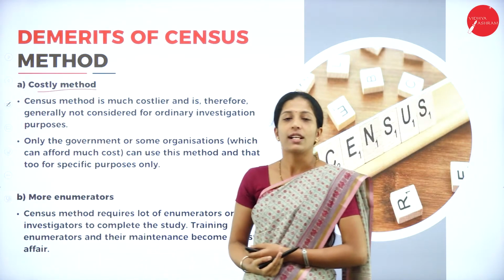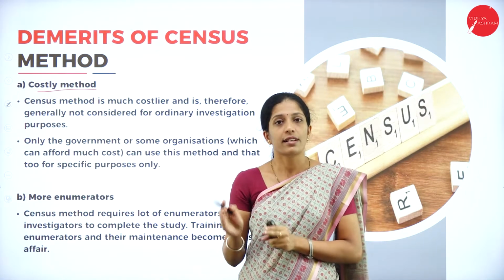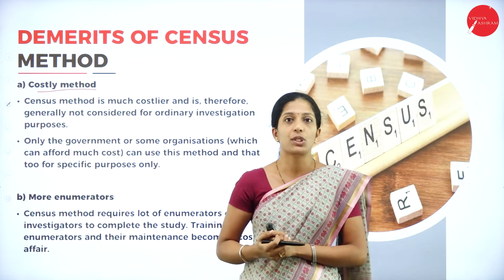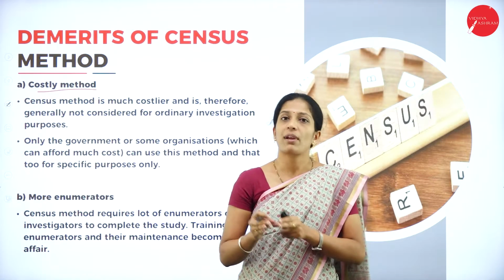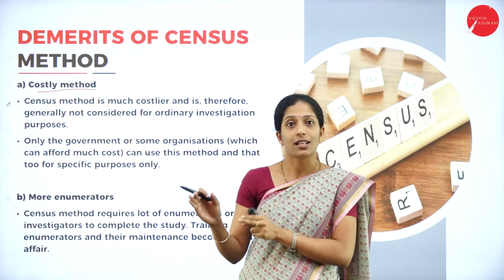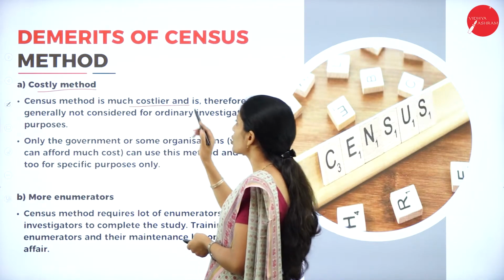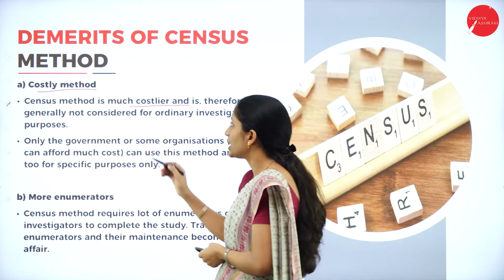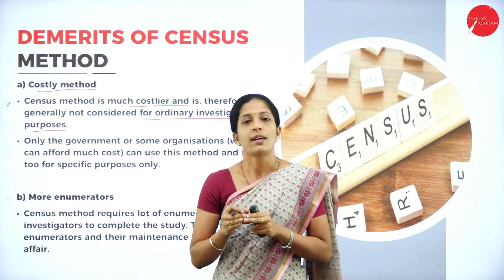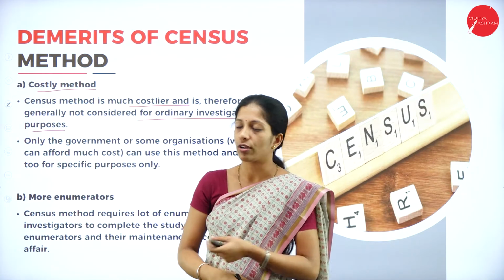Costly method. We know it is very costly because the population is too huge. It requires a huge amount of time as well as money to collect the information because the researcher has to go individually and collect it. At the same time, if he appoints enumerators or a skilled person to collect the information, the researcher has to pay them money. So it is a costly method. The census method is much costlier and is therefore generally not considered for ordinary investigation purposes. Ordinary investigation cannot hold good under the census method because it requires a huge amount of money.